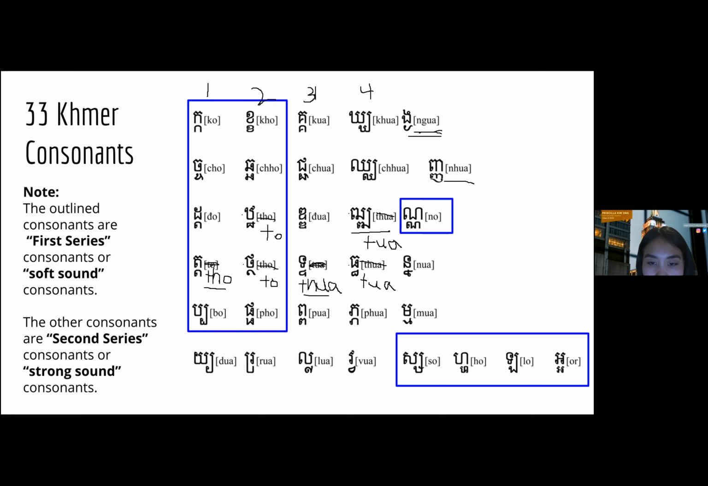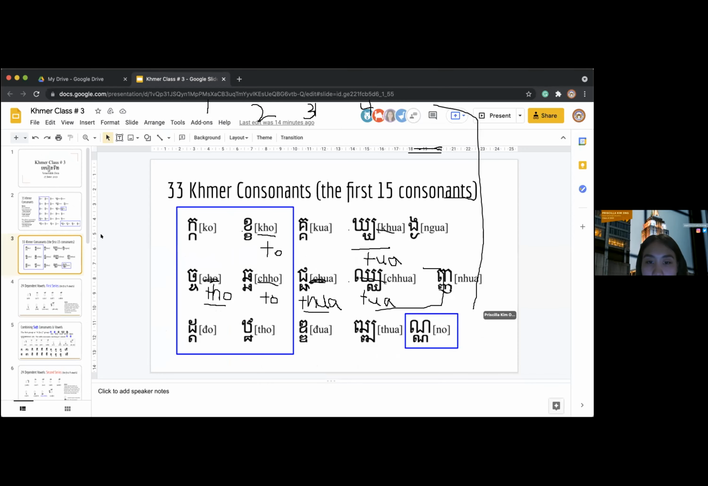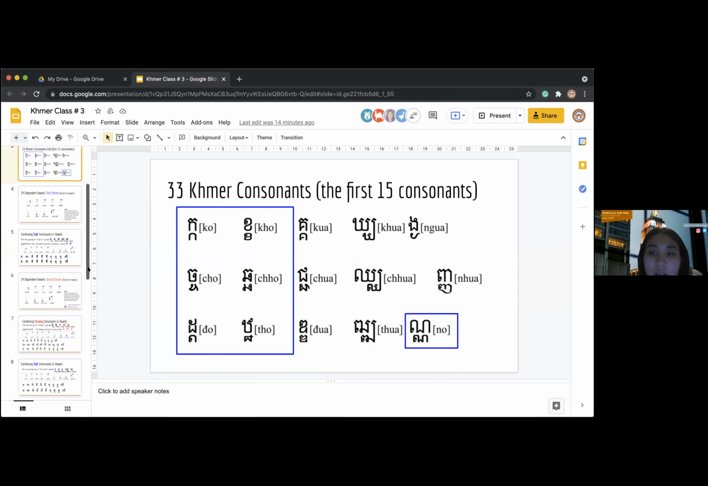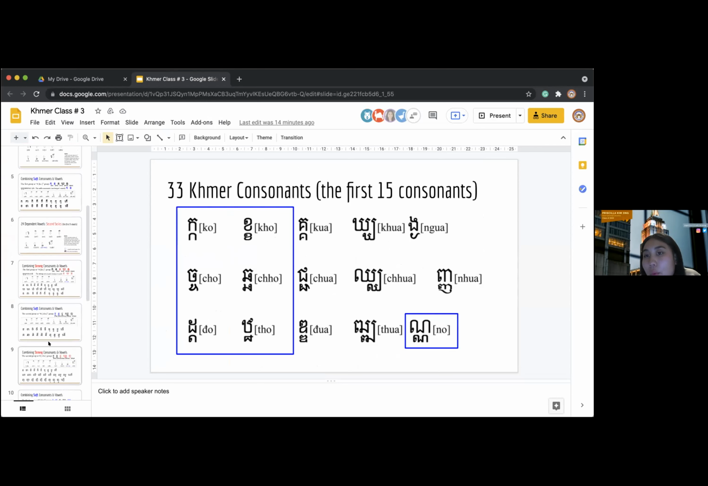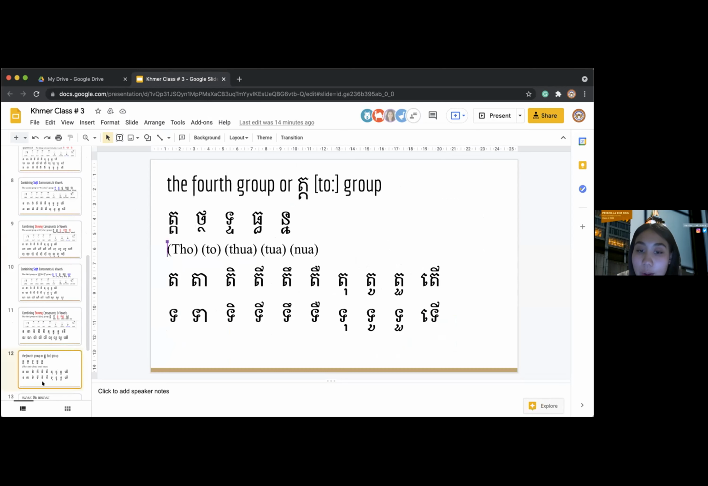Today we learned this group, the thaw group. So we've already learned those first 20 consonants. I'll just erase here. And then we just have 13 more. We should be able to learn those next class, or by the end of next week. And then continue learning the vowels as well.